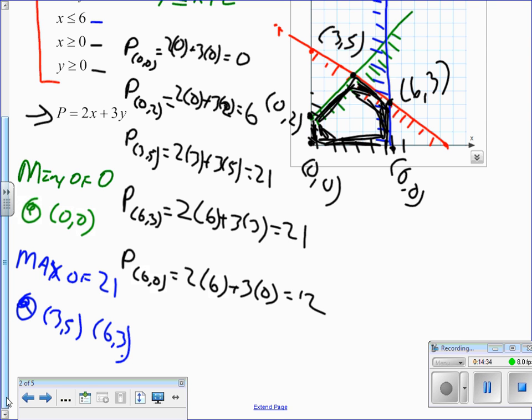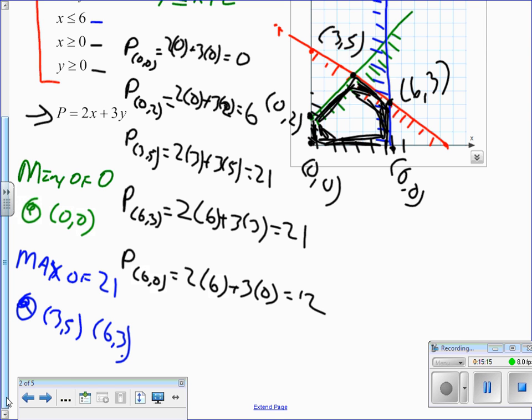It's possible that the max, or the minimum, happens at more than one place. What this means is, let's say I'm selling t-shirts and sweatshirts. My best profit would be 3 t-shirts and 5 sweatshirts, or 6 t-shirts and 3 sweatshirts. One of those two things is going to do the best for me. Any other combination will not give me my maximum.